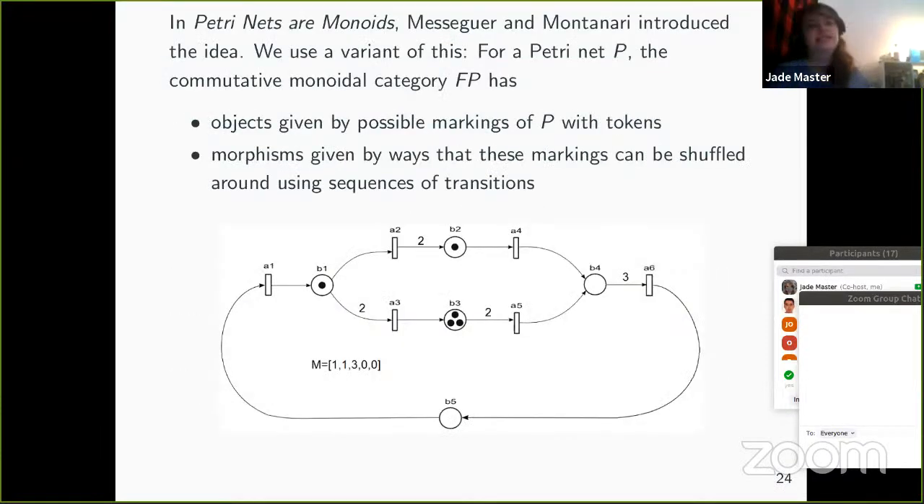So this idea about freely generating commutative monoids from Petri nets was first introduced by Montanari and Meseguer. And John and I used a variant of their construction. The idea is what I said: the objects are given by markings. The monoidal product is given by sum of markings. If you have 2 tokens and 1 token, you can add them to get 3 tokens. And morphisms are possible firing sequences. Note that the morphisms can also be added together via the monoidal product, and the adding process represents performing the firings in parallel.